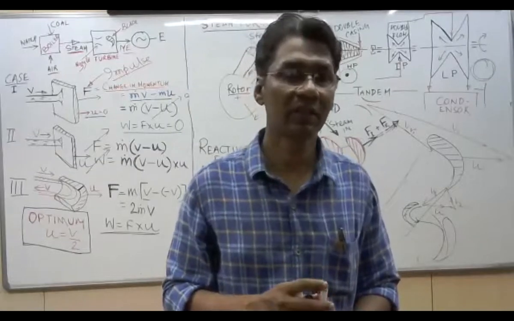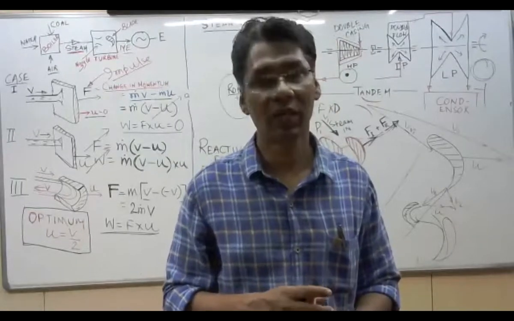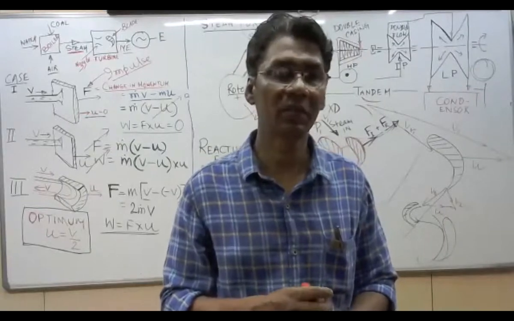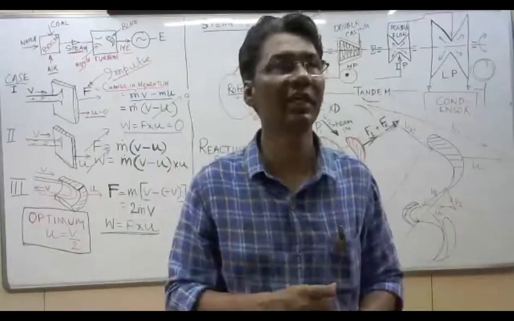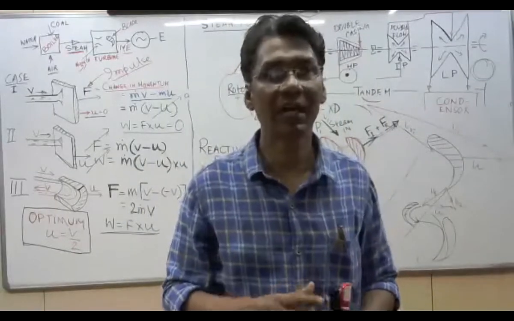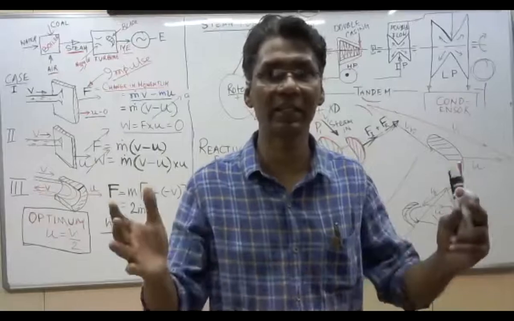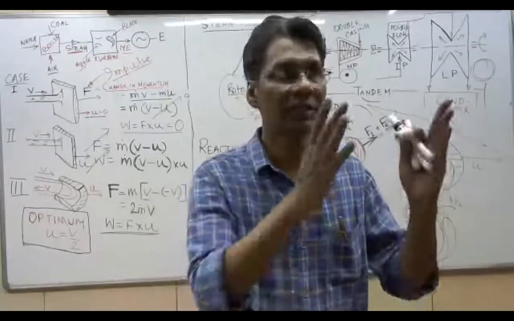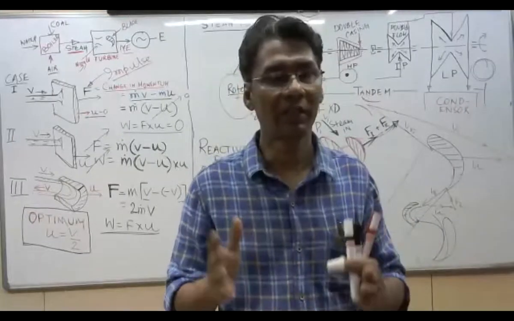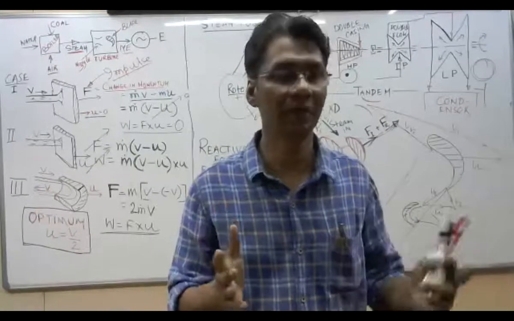Balancing piston, thrust bearing. There is no balancing piston. There is a balancing disc, you can say. In the HP turbine, a balancing disc is provided to balance the axial thrust, and the rest of the residual thrust is balanced by the thrust bearing, and that is placed between the IP and HP turbine.